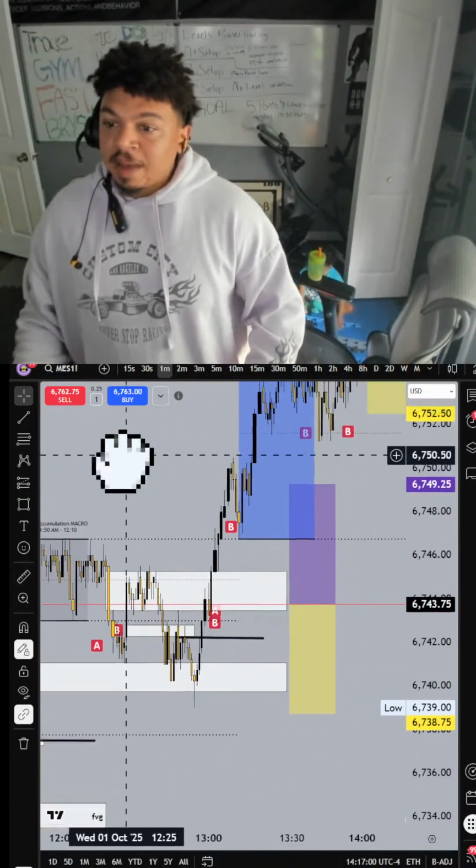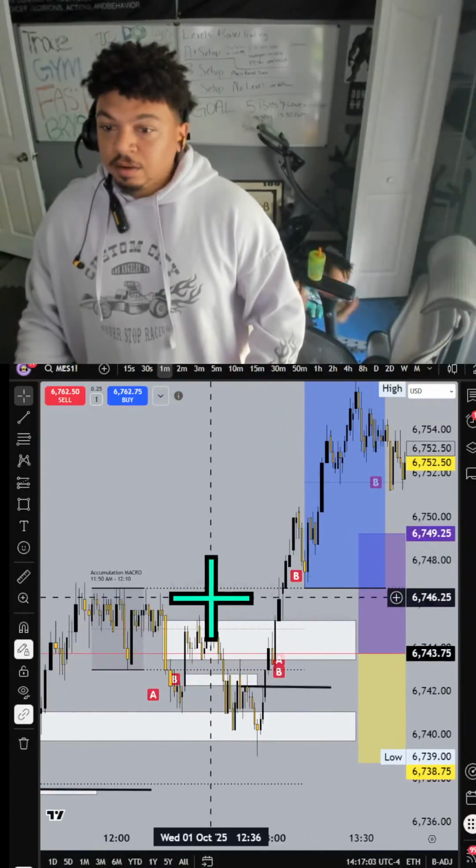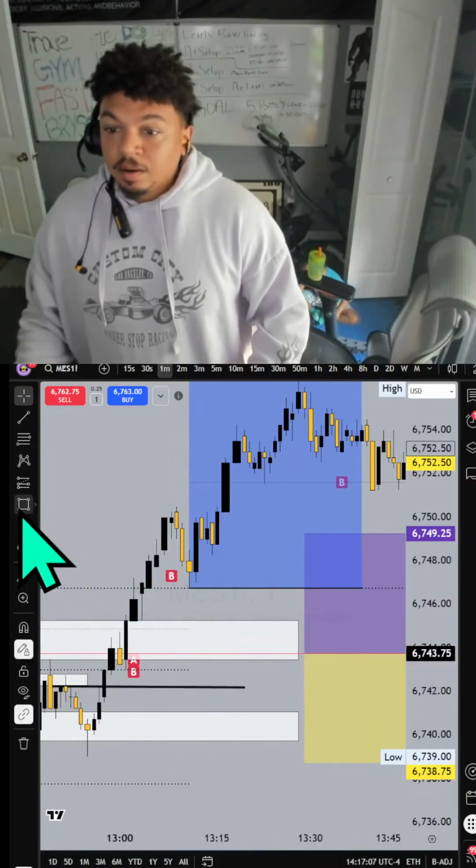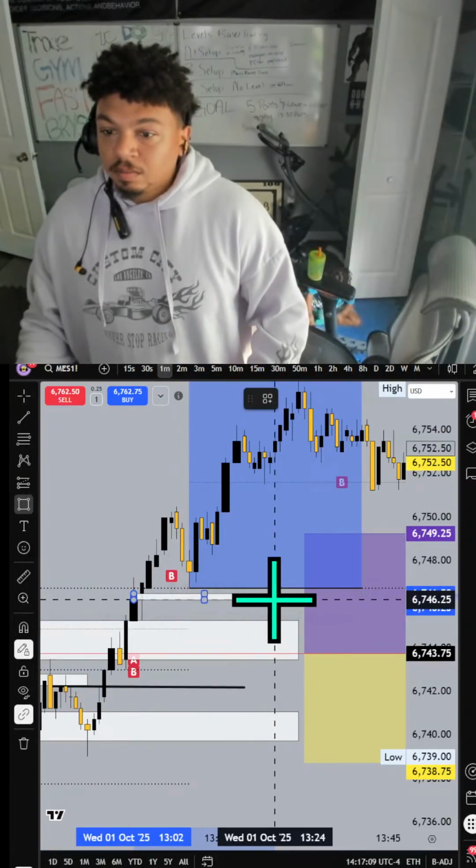The B's have a macro level, like this line here, 1150 to 1210 macro high, right? Then you could put a volume imbalance here.